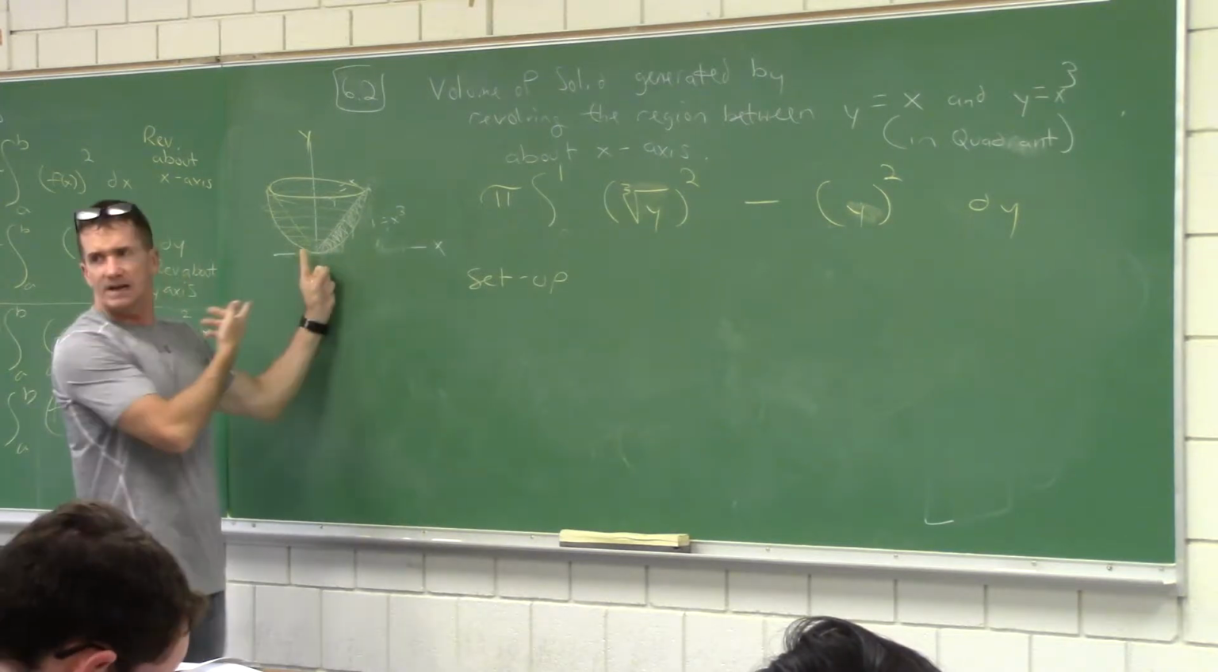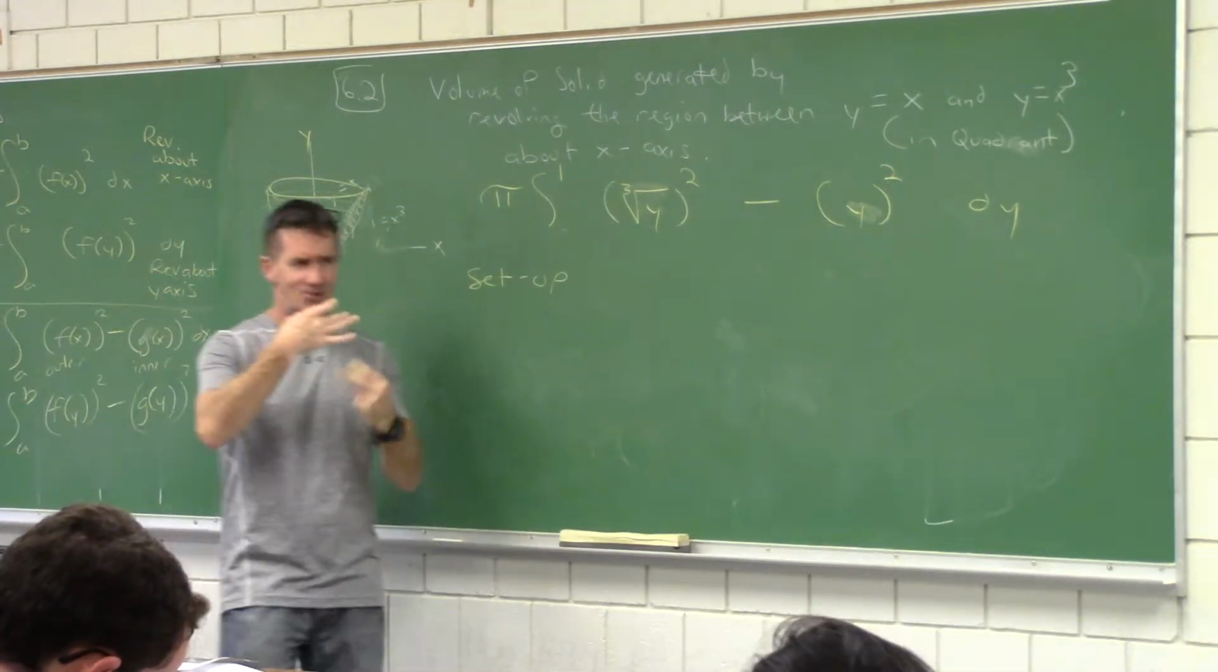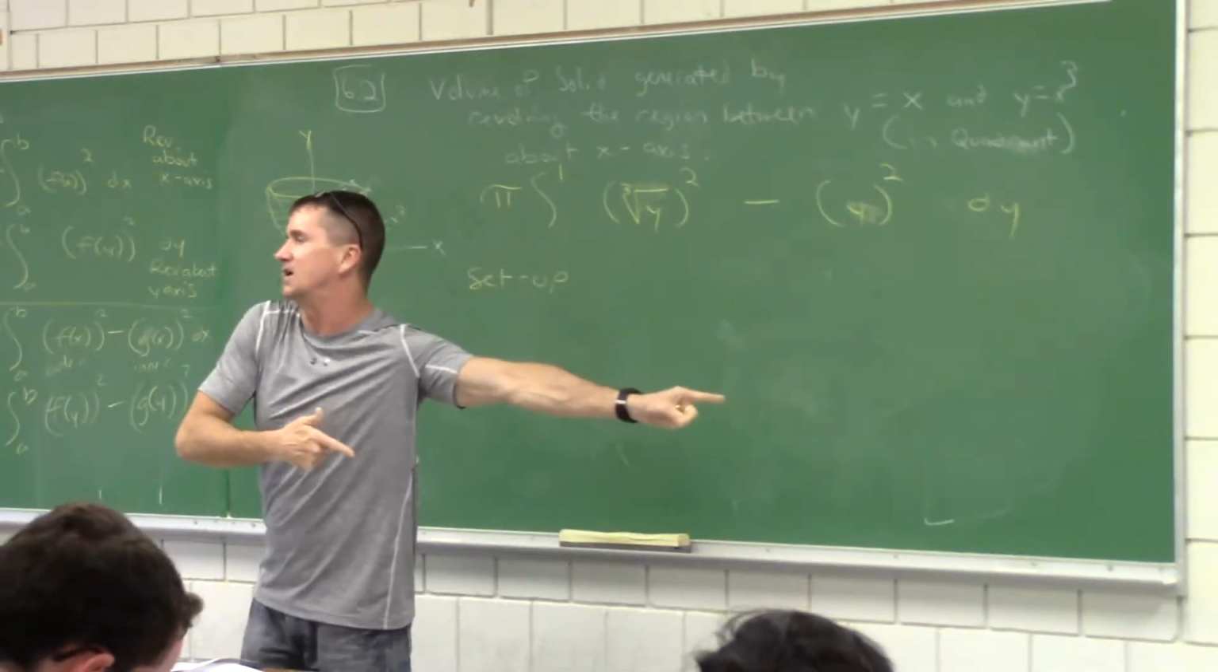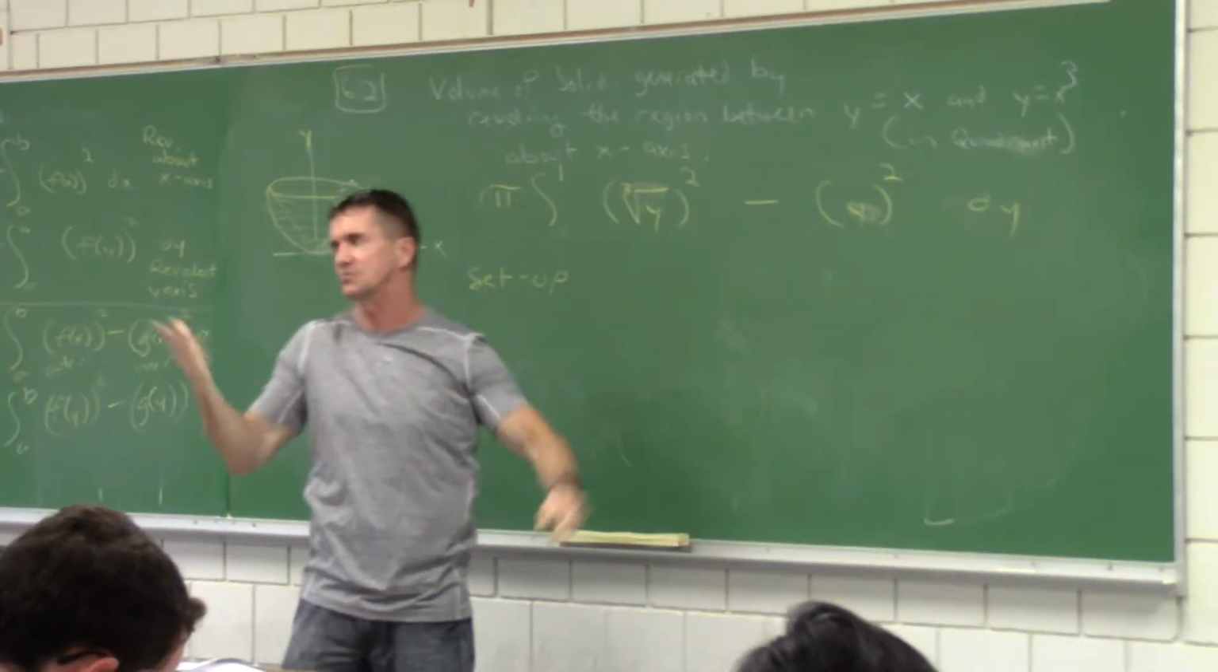Sometimes students are like, wouldn't it give you the same answer? Be careful. It may look like it gives you the same. Sometimes it's slightly different. You know, we got 4/21 pi over the last one. 4/21 pi. This one might be slightly different.